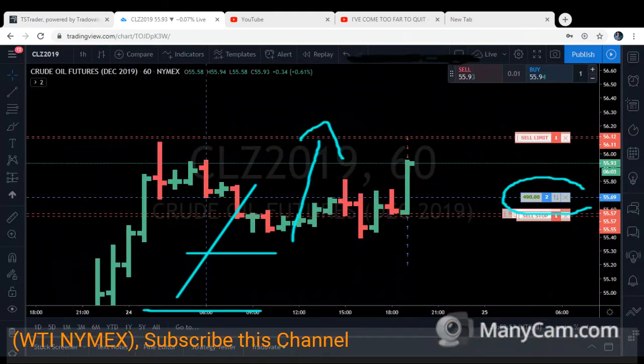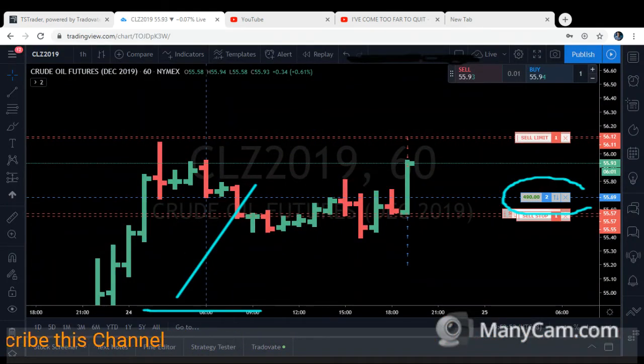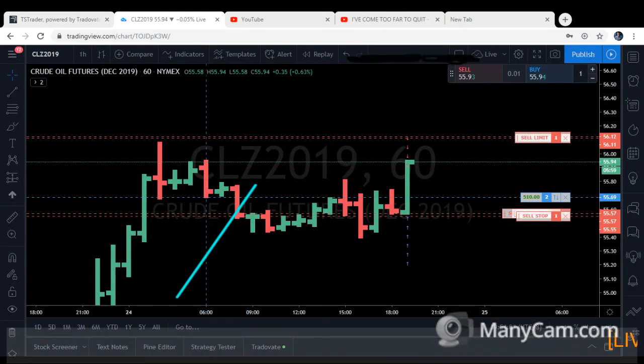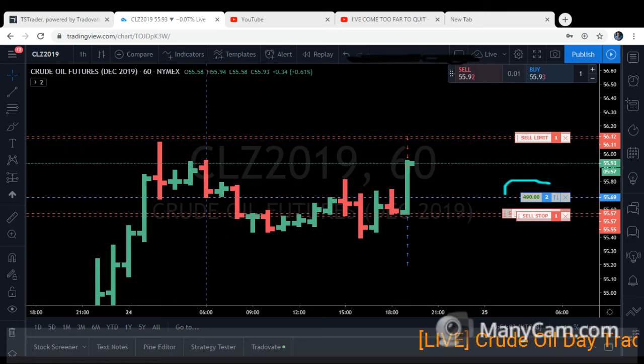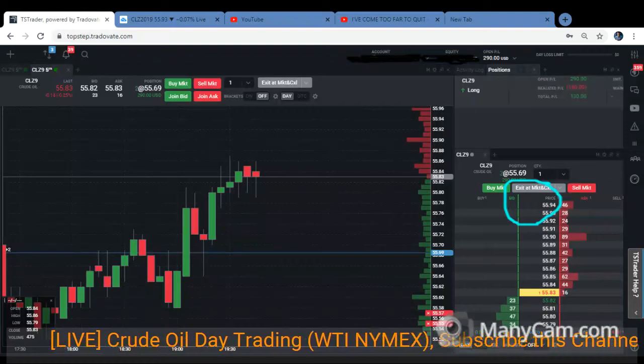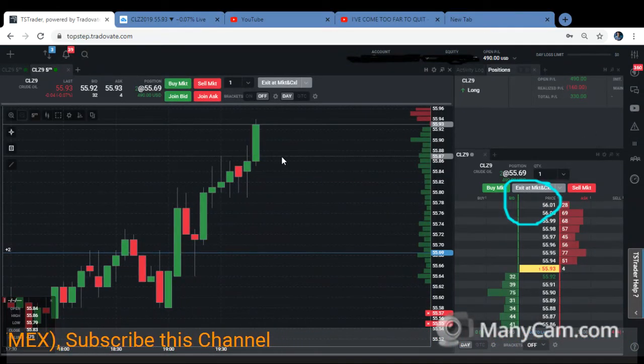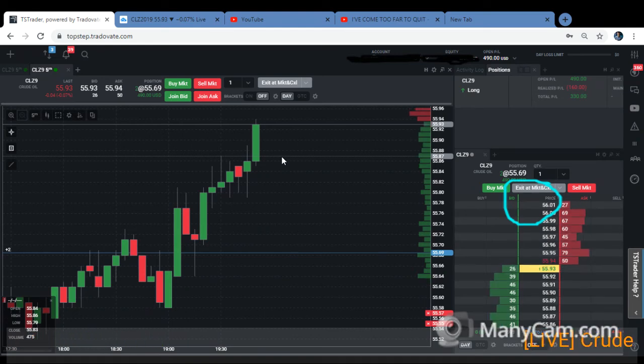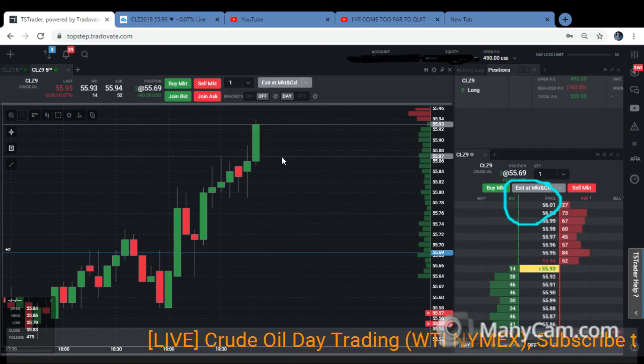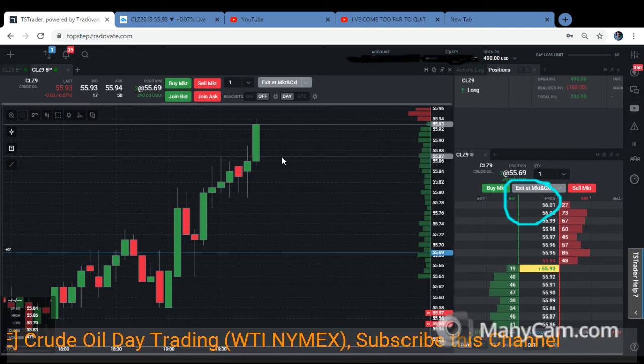It's good at this moment. Profit now is 490 US dollars. So just focus on this one. 490. There's a strong bullish candle that can be seen at this moment. The price jumped to 55.93. So we have about 16 ticks to go to hit our TP.